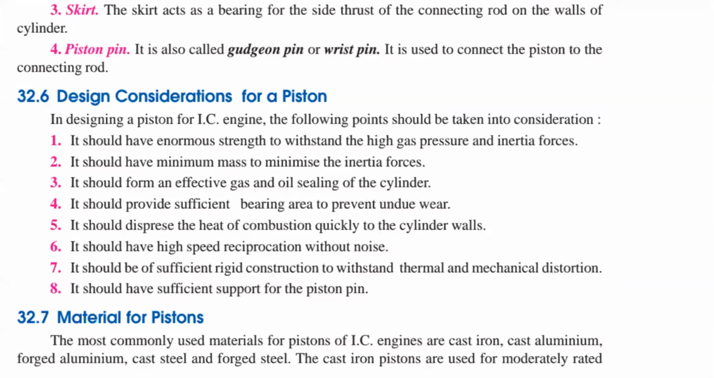Next, it should form an effective gas and oil sealing of the cylinder, and you should provide sufficient bearing area to prevent undue wear. Due to forces and pressures we are already having wear, so in order to avoid wear, we choose the material for a machine component, meaning bearings. So you have to provide a sufficient bearing area to prevent undue wear, and it should disperse the heat of combustion quickly to the cylinder wall, and you should have high speed reciprocation without noise.